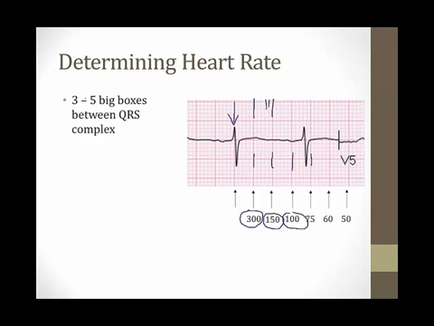So in other words, 3 to 5 big boxes between QRS complexes is a normal heart rate, a heart rate between 60 and 100. And that's what we've got here. We've got about 3 to 4 big boxes, which represents a heart rate of somewhere around 75 or so, a normal heart rate. And this is the simple way that everyone eyeballs the heart rate. You just look at how many big boxes are between the QRS complexes, divide the number 300 by the number of big boxes, and that will estimate the heart rate for you.